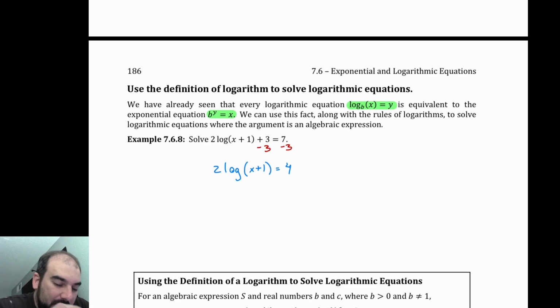And from there, there's 2 things we can do. We can either divide both sides by 2 to get rid of this 2, or we can take this 2 up into the exponent of the logarithm. I think it's better to just get rid of the 2 by dividing, but you can go the other way as well if you'd like. So I'll divide by 2. That'll leave me with a log of x plus 1 equals 2.